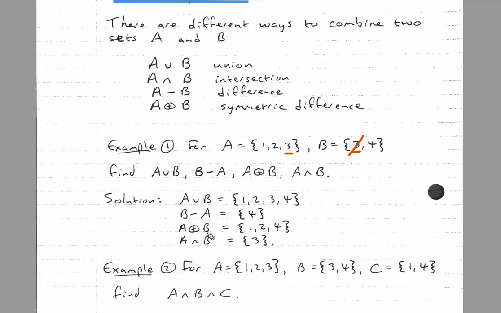For the symmetric difference, it's the same as the union, except you take away what's in the intersection, what's in the overlap. A intersection B is 3. If you take the 3 away from the union, you're left with 1, 2, 4. So the symmetric difference is just this stuff on the side, the union minus the intersection.